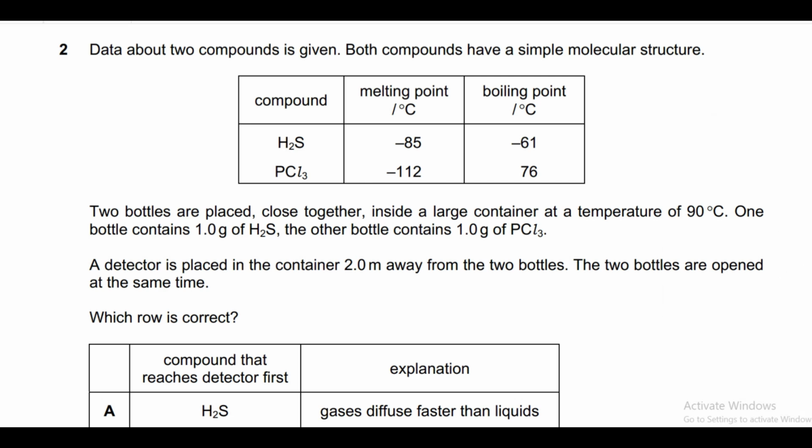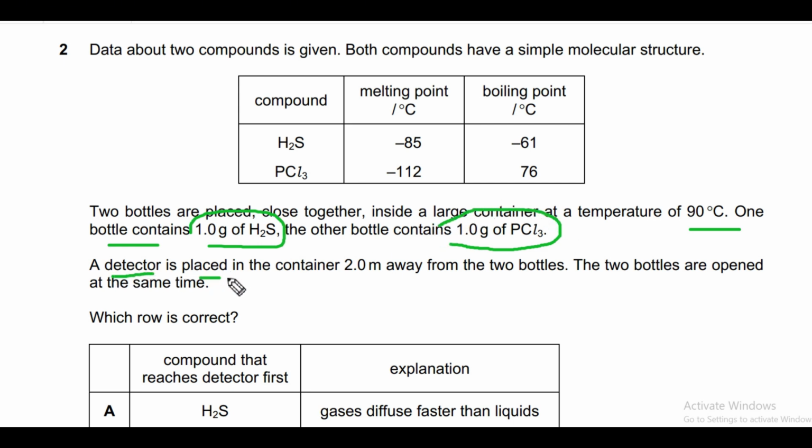Number 2. Data about two compounds is given. Both compounds have a simple molecular structure. Hydrogen sulfide, phosphorus trichloride. Melting point very low, negative. Boiling point of hydrogen sulfide minus 61 degree centigrade, and PCl3 boiling point 76. Now two bottles are placed close together inside a large container at a temperature of 90 degree centigrade. One bottle contains 1 gram hydrogen sulfide and the other bottle contains 1 gram of phosphorus trichloride.